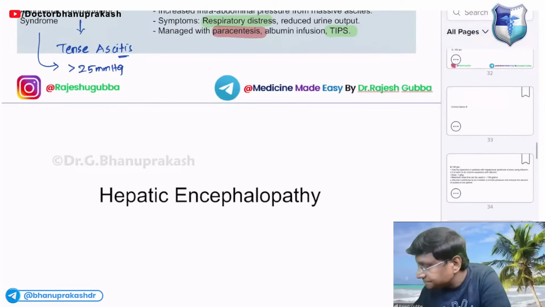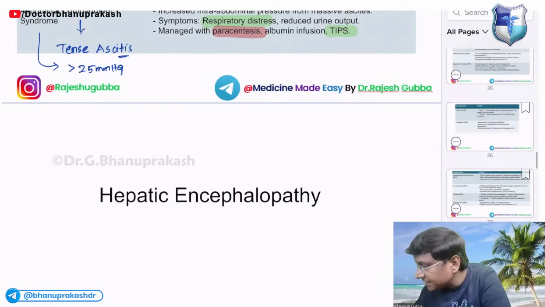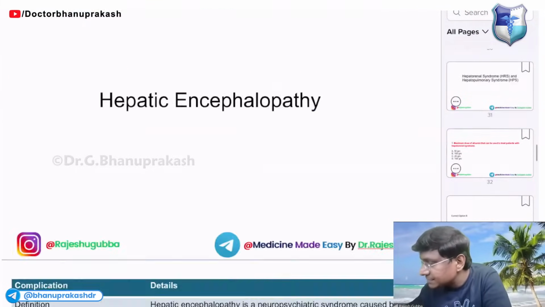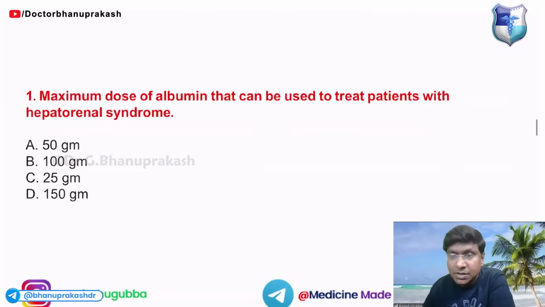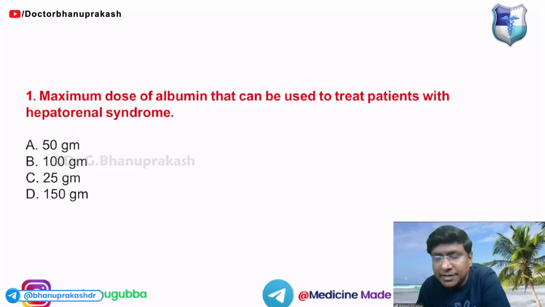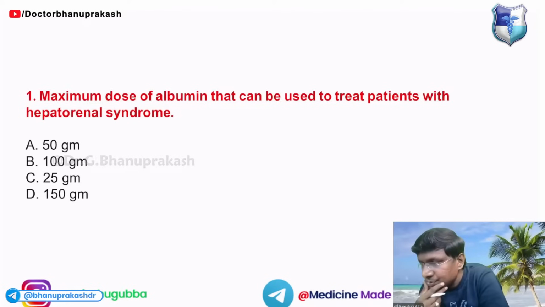Okay, so I will show you one question regarding the complications. Yeah, please answer this. What is the maximum dose of albumin that can be used to treat patients with hepatorenal syndrome? What is the reason why you need to give albumin? Because albumin causes volume expansion and it can increase renal perfusion. Right, very good.